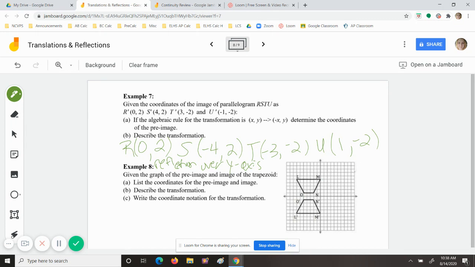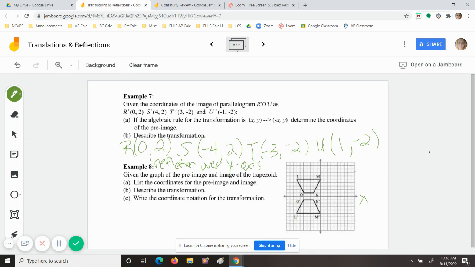Example 8 there, I'm not actually going to list out the coordinates. We could list out the coordinates if we wanted to for the image and the pre-image, but let's just take a look at the picture. Okay. First of all, we can tell this was not a translation. It's not facing the same way. So it wasn't just shifted up or down or left or right. It has flipped over, and notice that it has flipped over the x-axis.